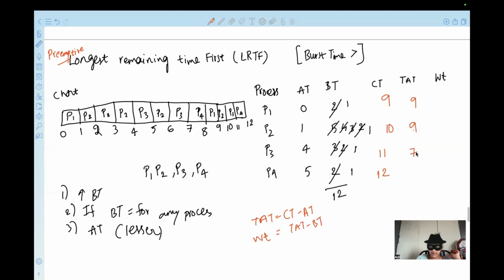12 minus 5, 7. Okay. 9 minus 2 is 7. 9 minus 5 is 4. And 7 minus 3 is 4. And 7 minus 2 is 5. So in this way, we'll solve the problem of LRTF.